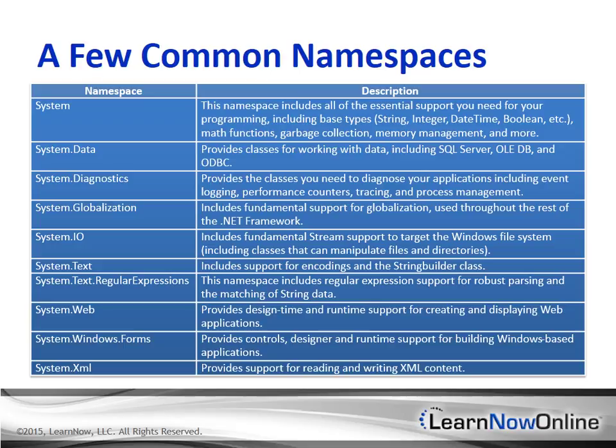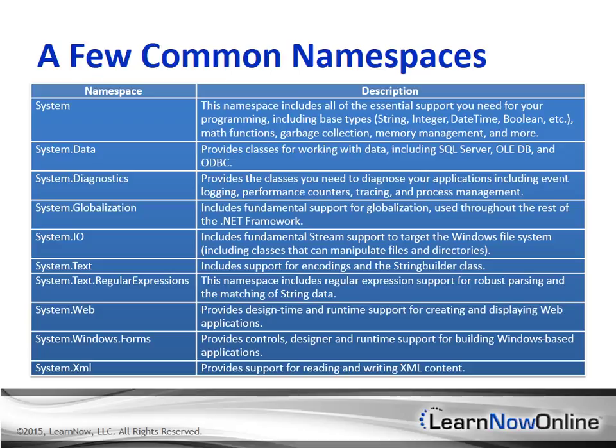So system.text includes support for encodings in the string builder class, and has a child namespace called system.text.regularExpressions that has a very complete implementation of regular expressions, so that you can parse text and match on patterns of strings. System.web is the fundamental part of the .NET framework that supports ASP.NET web applications, and it provides design time and runtime support for creating and displaying web applications.